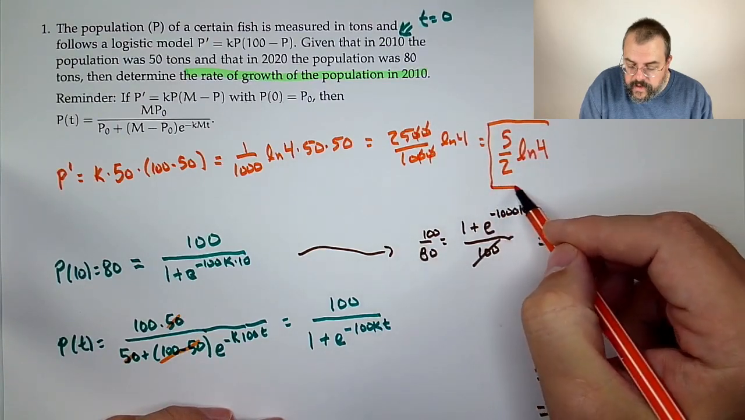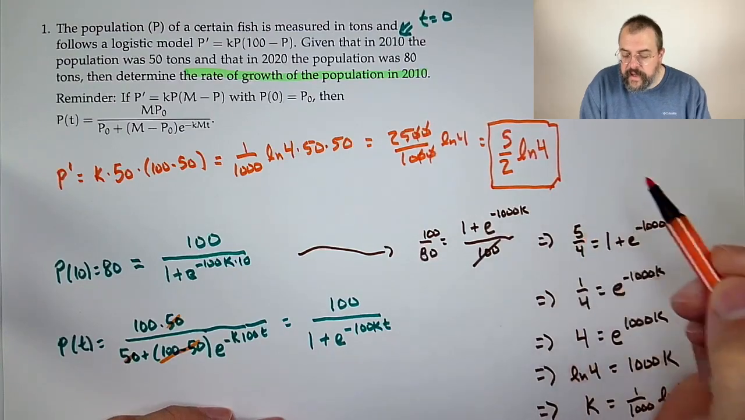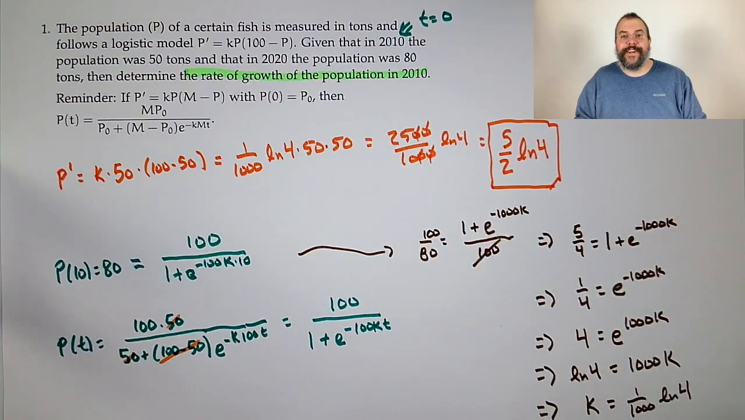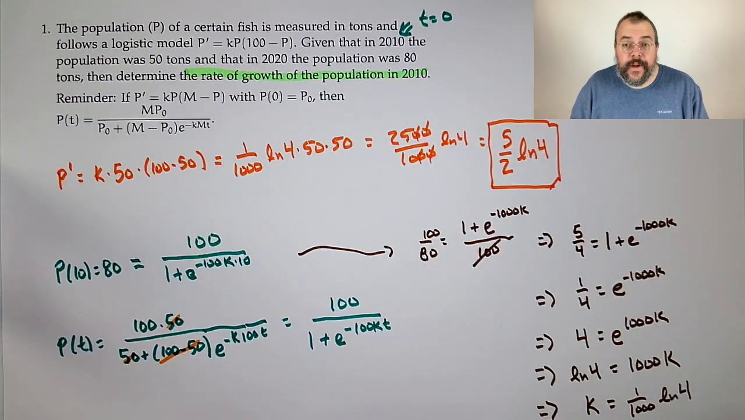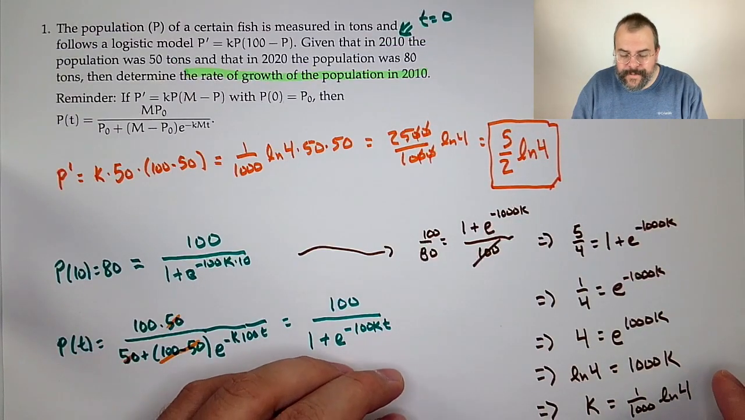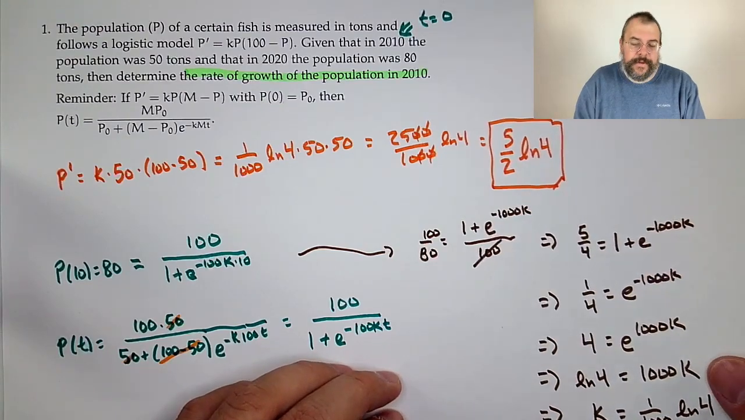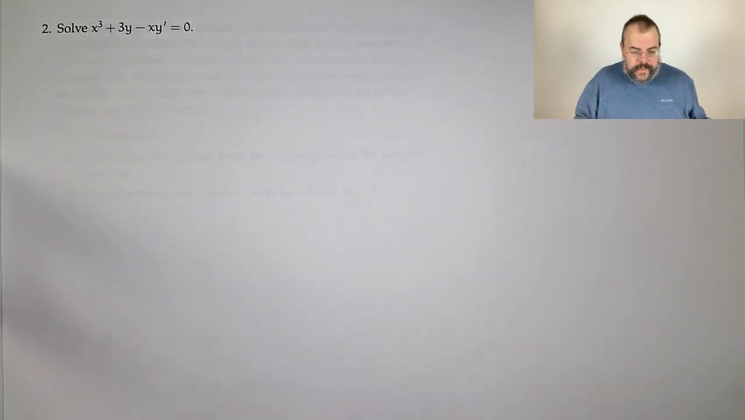So, there we go. 5/2 natural log of 4. Great. That was pretty nice. And that didn't seem to take too long at all. No, not too bad. Okay, so there we go. That's number 1.